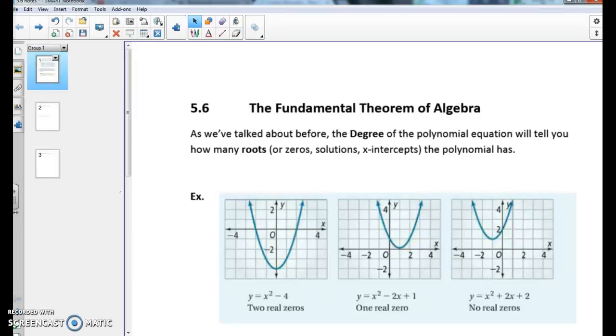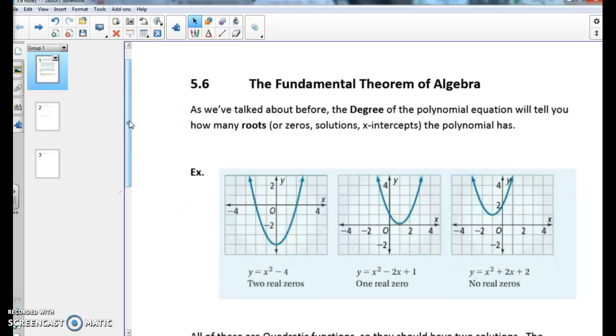Hello guys, this is section 5.6, the fundamental theorem of algebra, or some of you guys can call it the fun theorem of algebra. As we've talked about before, the degree of the polynomial, so second, third, fourth, fifth power, things like that, will tell you how many roots the polynomial has. Roots are the same thing as zeros, solutions, x-intercepts, it's all kind of the same stuff.